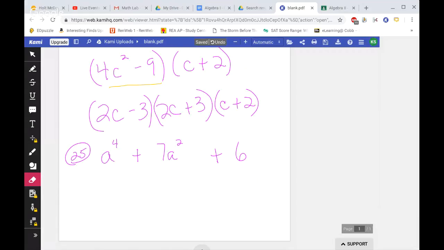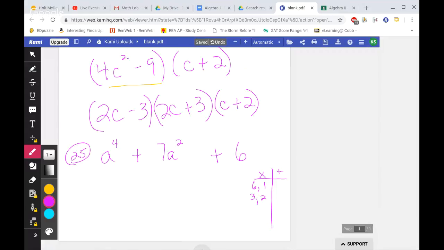So what you're going to want to do then is our little table that we did before, where this is multiplied and this is added. And the factors of 6 are 6 and 1, 3 and 2. When I add 6 and 1 together, I get 7. When I add 3 and 2 together, I get 5. So these are the factors that I'm going to want to use in my quadratic, but it's going to look a little different than it did before.